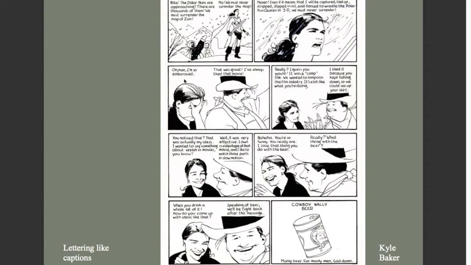It's usually because it's over their head. I know Kyle Baker worked in film after doing these two books. These look a little bit like storyboards, but I don't know if that's what he was going for back then.